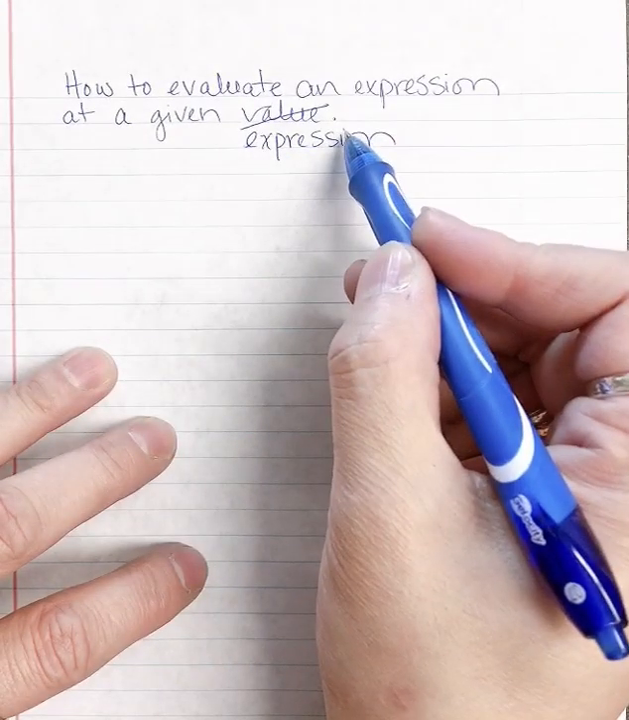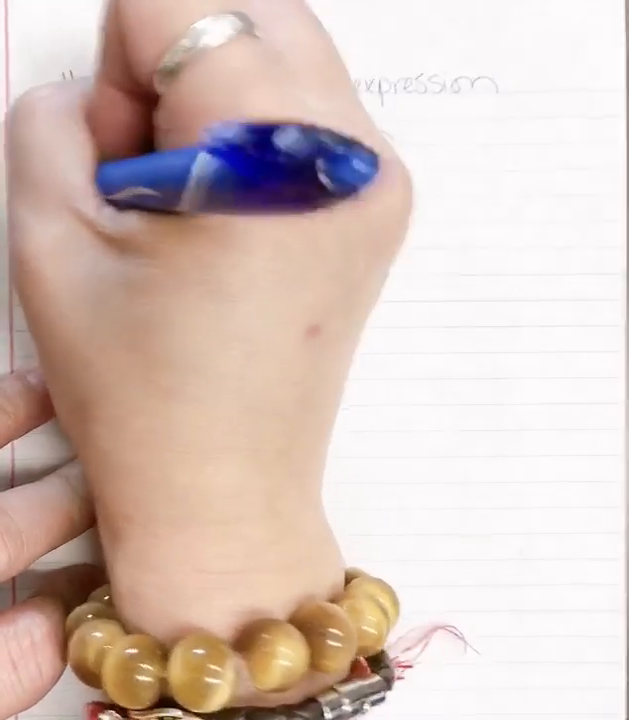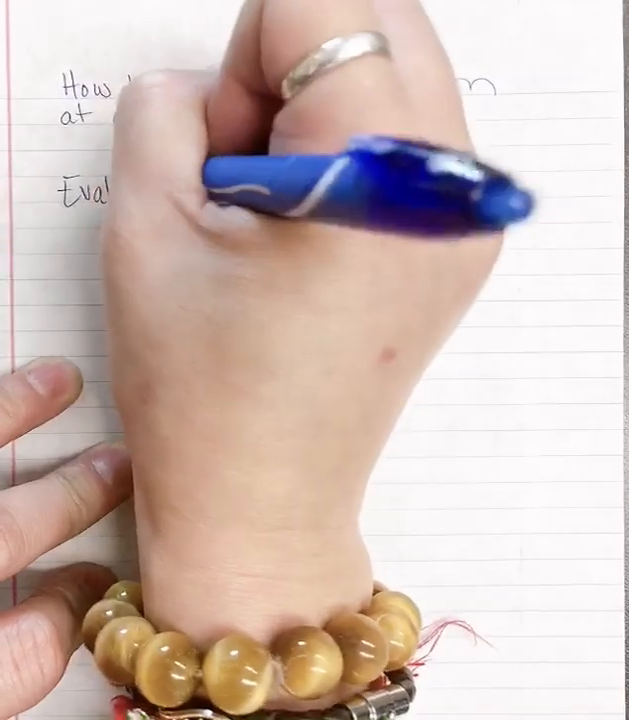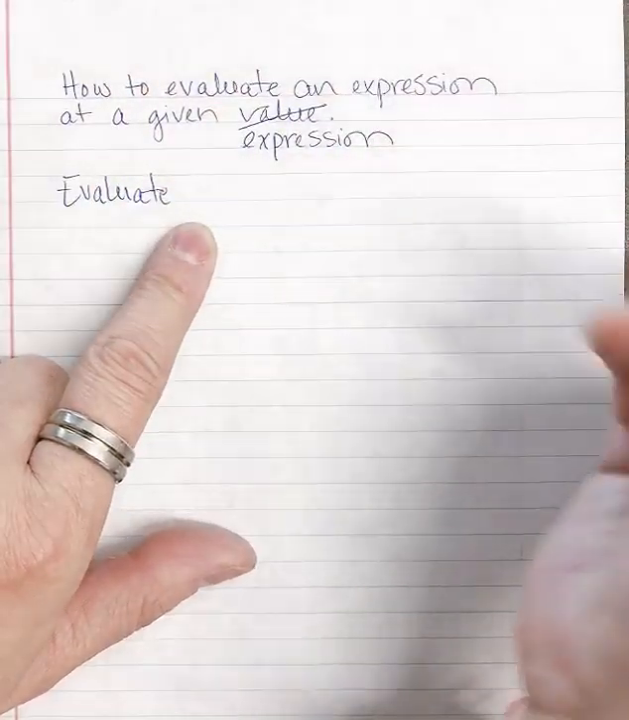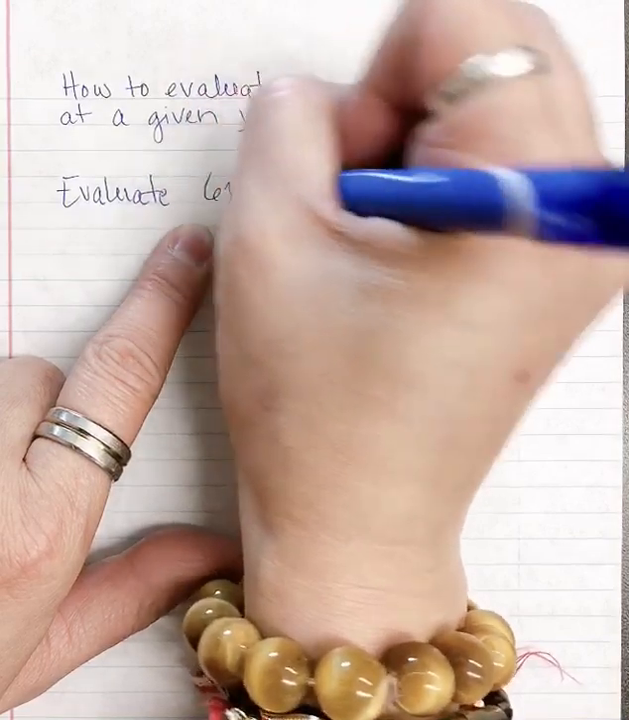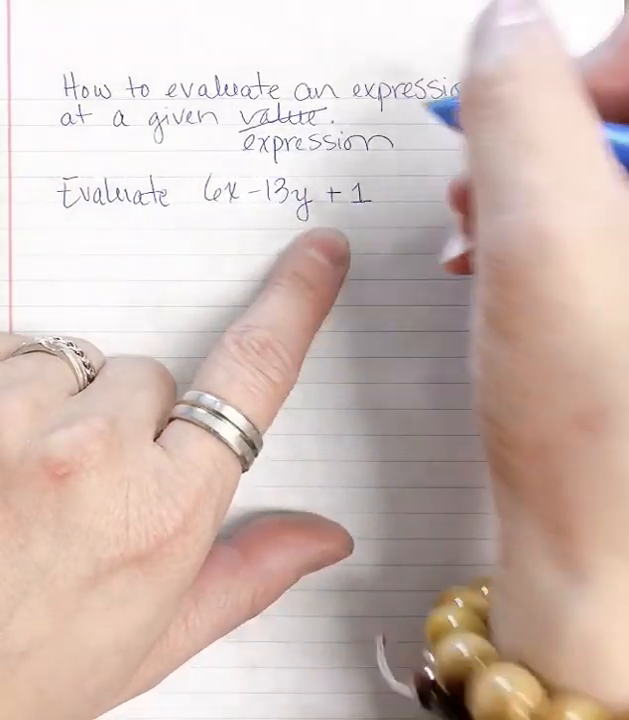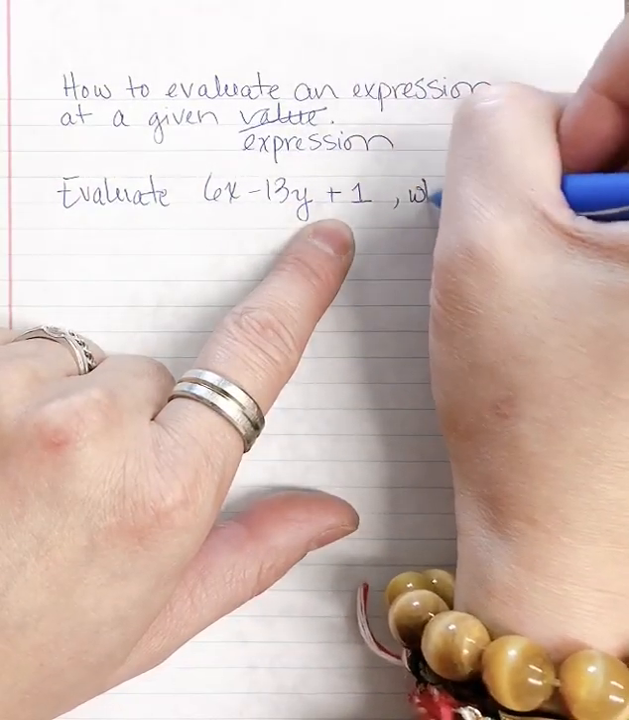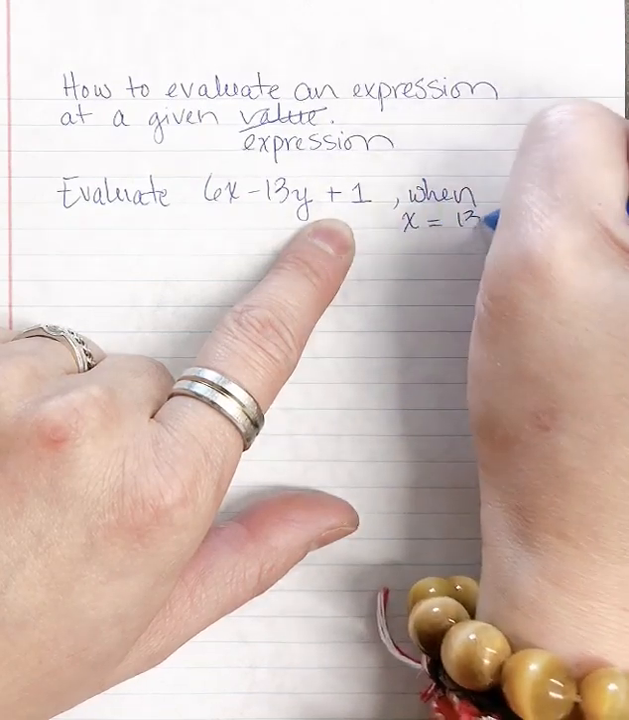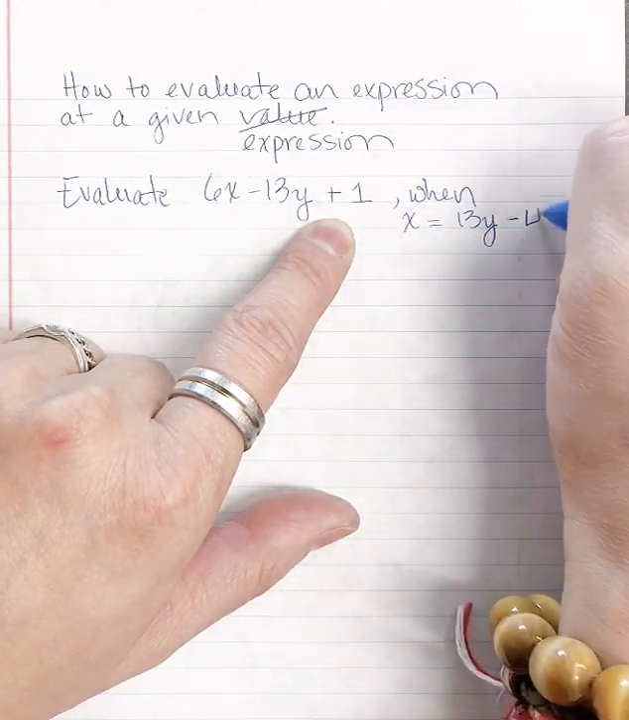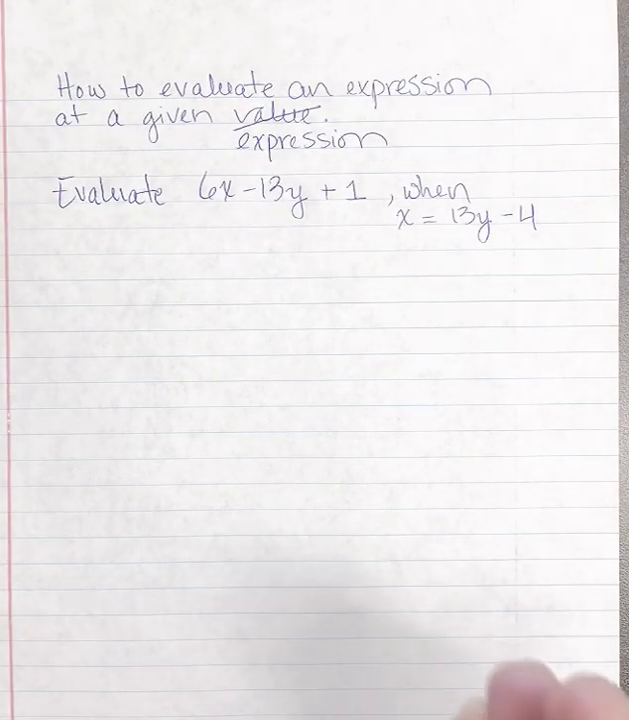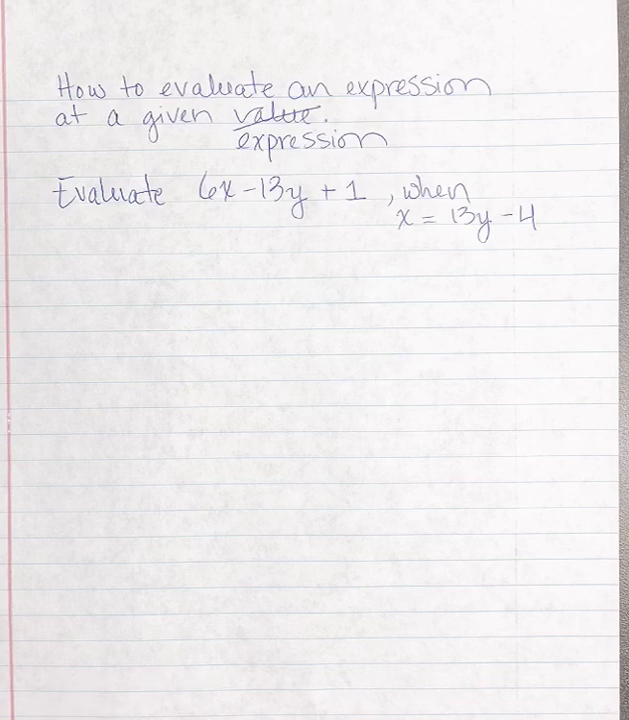So if that's the case, you're going to have to actually work a little bit more algebra in order to get the answer. So it goes like this: evaluate, and I'm going to make up an original expression. Like they're going to give you 6x minus 13y plus 1, for example, right? And then they're going to tell you something else. They're going to tell you that when x is actually 13y minus 4, for example. So instead of x equal to 5, where you substitute 5 in, you substitute the entire 13y minus 4 in. So if you know how to do the former, this will be better, okay? You'll be able to do this.